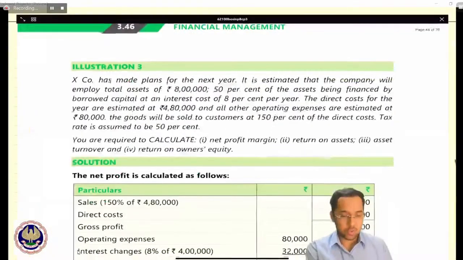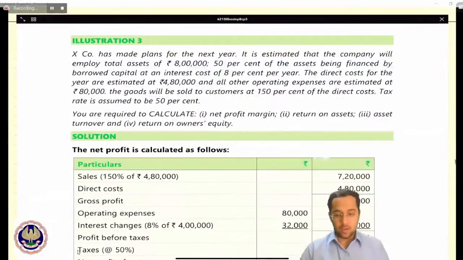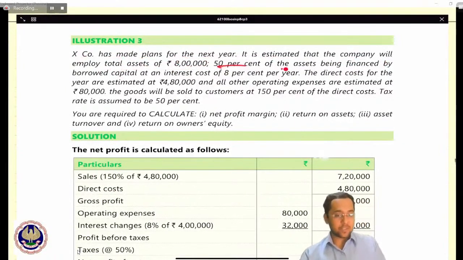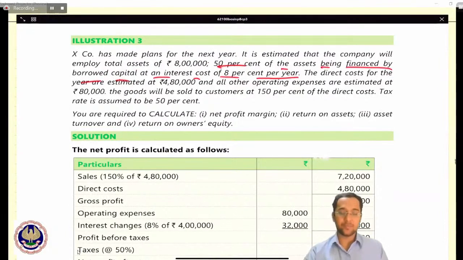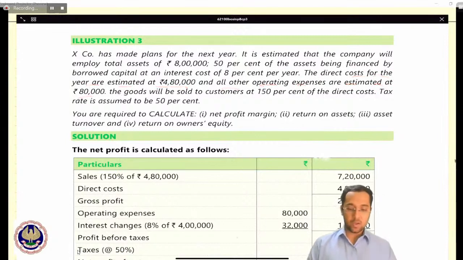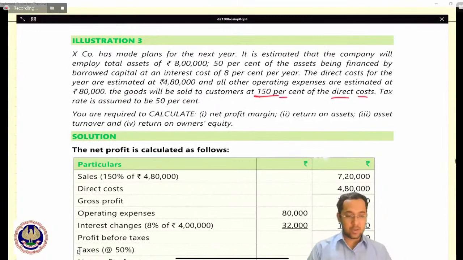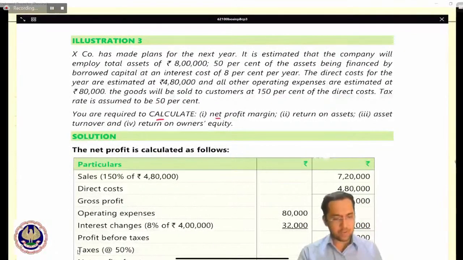Let's go for illustration 3 now quickly. X company has made plans for the next year. It is estimated that the company will employ total assets of 8 lakh, 50% of the assets being financed by borrowed capital at an interest cost of 8% per year. The direct costs for the year are estimated at 4,80,000 and all other operating expenses are estimated at 80,000. Goods will be sold to customers at 150% of direct costs. Tax rate is assumed to be 50%. They require us to compute the net profit margin, return on assets, asset turnover, and return on owner's equity.